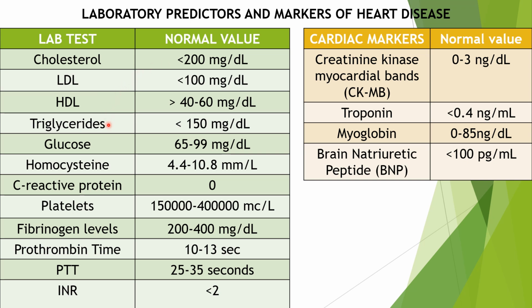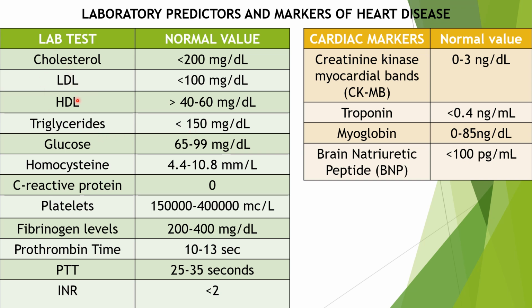Then triglycerides, another lipid. It is stored unused, undigested calories in the fat cells, and during emergency the energy is released from the triglycerides. Elevated level, that is greater than 150 mg per deciliter, shows a risk factor for heart disease. So this is about the lipid panel.